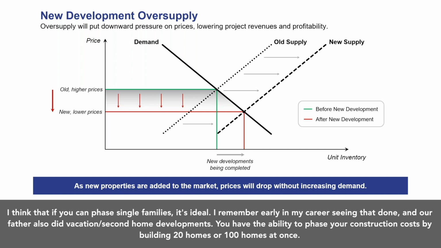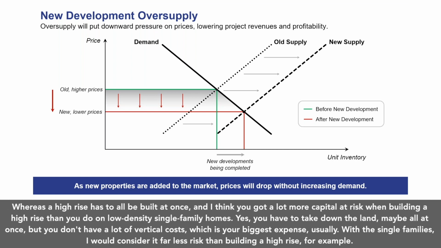I remember early in my career seeing that done. Our father also did vacation second home developments, and you have the ability to phase your construction costs by building 20 homes or 100 homes at once, whereas a high rise has to all be built at once. And I think you get a lot more capital at risk building a high rise than you do on low density single families. Yes, you have to take down the land maybe all at once, but you don't have a lot of vertical costs, which is your biggest expense usually with the single family. So I would consider it far less risk than building a high rise, as an example.